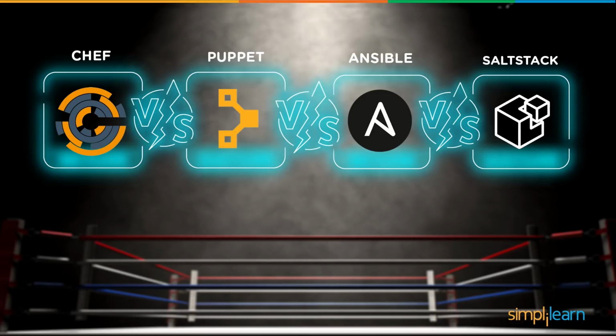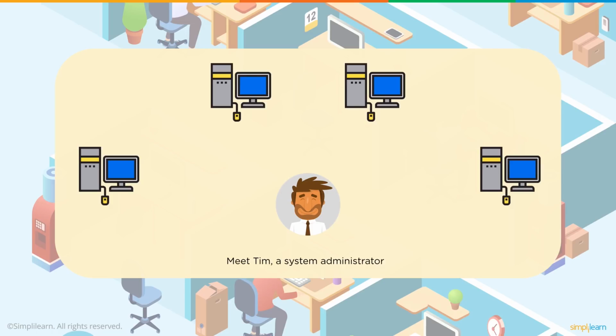Today we're going to go through a real tough battle. We're going to decide which is better for your operations environment. Is it Chef, Puppet, Ansible, or Saltstack? All four are going to go head to head. So let's go through the scenario of why you'd want to use these tools.